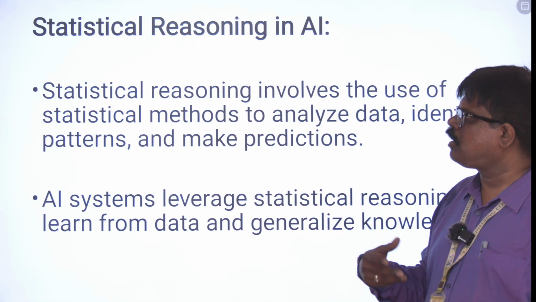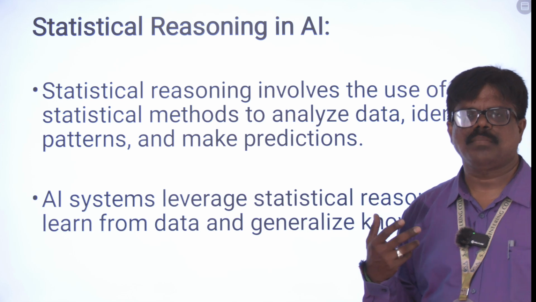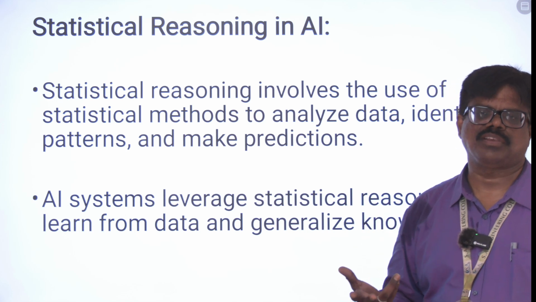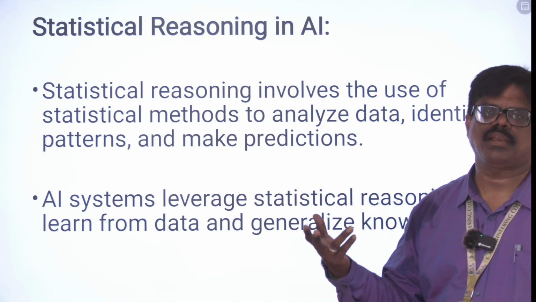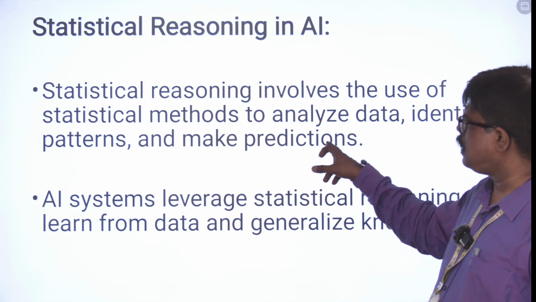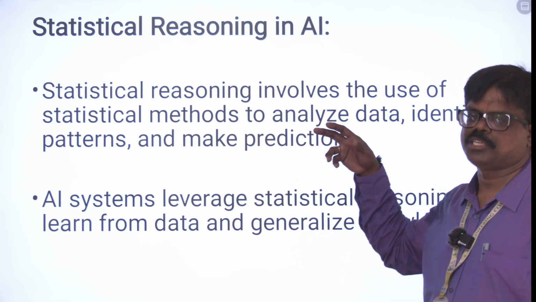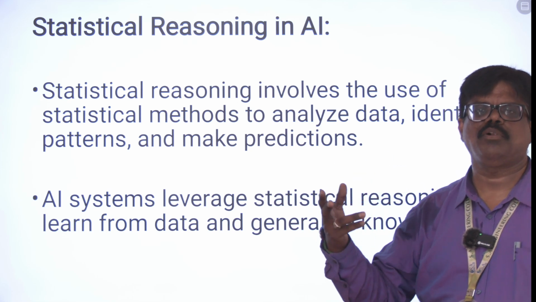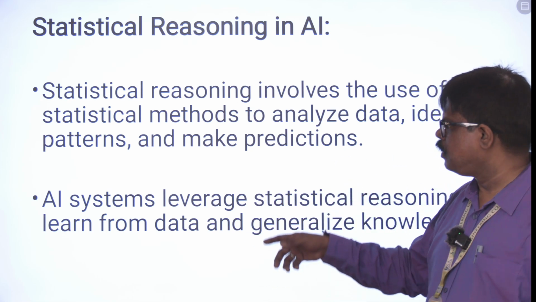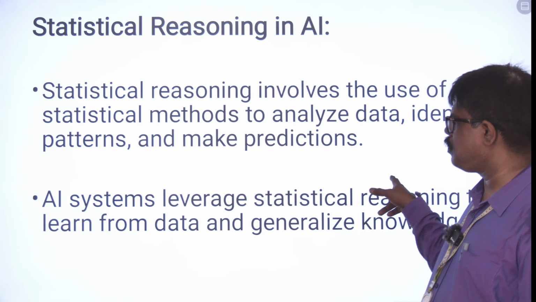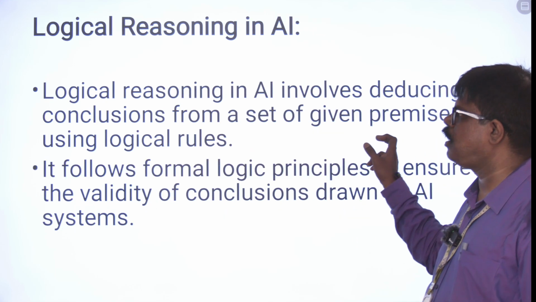Next one is statistical reasoning in AI. Statistical reasoning is based upon statistics, like the data set you have taken for the AI, to analyze the data, identify patterns and make predictions. Based upon the statistics, you are able to make predictions on the data. So AI systems use statistical reasoning to learn from data and generalize knowledge.